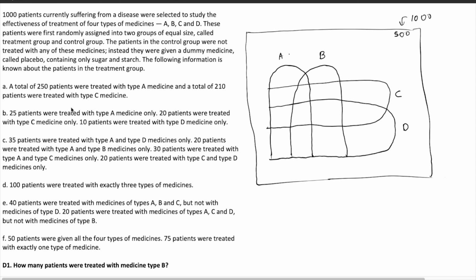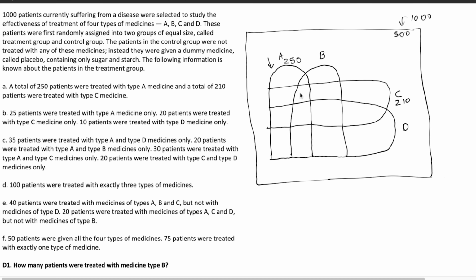The first point, a total of 250 patients were treated with type A medicine. So this projection here represents A, and the 250 value represents the whole of the projection from here to here. So we will write down the value along with A. I will write 250 here, and this 250 is represented by the whole of this projection. And a total of 210 patients were treated with type C medicine. So again type C is represented from here to here. The whole of this projection is type C. So we will write 210 here, just below C.